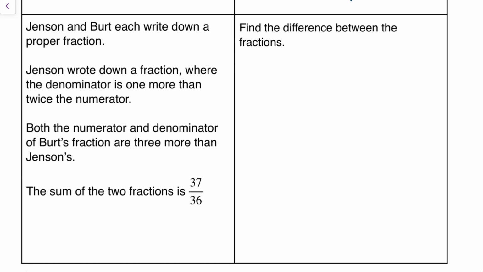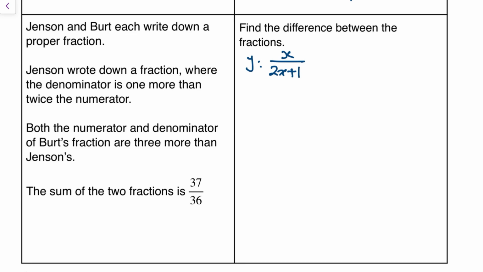Next question. Jensen and Bert each write down a proper fraction. Jensen writes down a fraction where the denominator is 1 more than twice the numerator. Right, read that one again. Jensen wrote down a fraction where the denominator is 1 more than twice the numerator. Okay, so Jensen's fraction is going to be x over 2x plus 1.